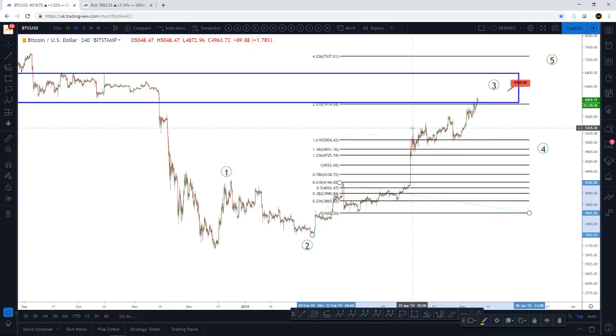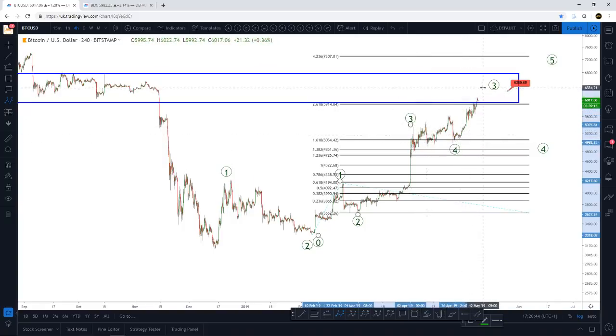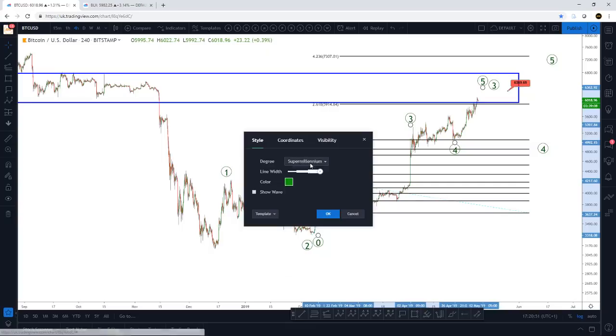And following that, we've seen what looks like a running flat. So this would be an A, B wave is 3 waves up, and then we have C coming down to make wave 4. So let's just label that. So we've got wave 1, 2, 3, 4, and then 5 could come up to around here, as we said. And let's just change the degree of that, make it minor.